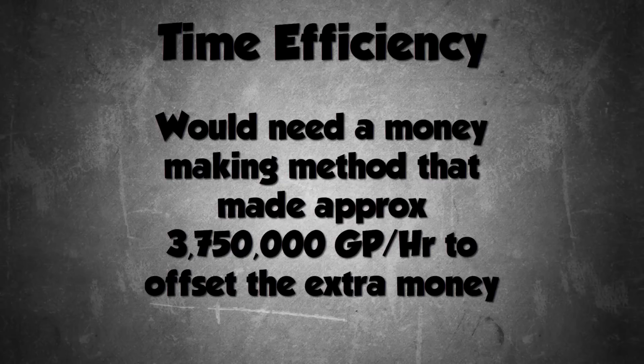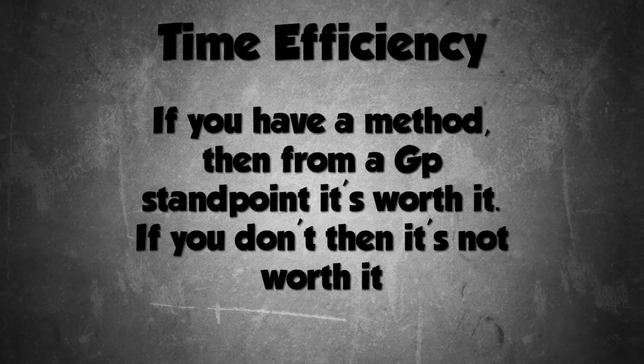From a concrete standpoint, 3,750,000 GP an hour. That's a lot. So if you have a money-making method that can offset that GP, then it's worth it. From a strict money-making, from a strict GP standpoint, it's worth it. If you don't, then you're better off doing the Oak doors.